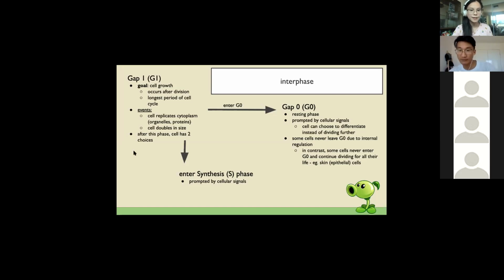Anyone else? Another question I got was just about cyclins and CDK, which I'm about to move on to, so I'm going to get to that in a little bit. Anything else anyone wanted to add? All right, so I'm going to keep going.